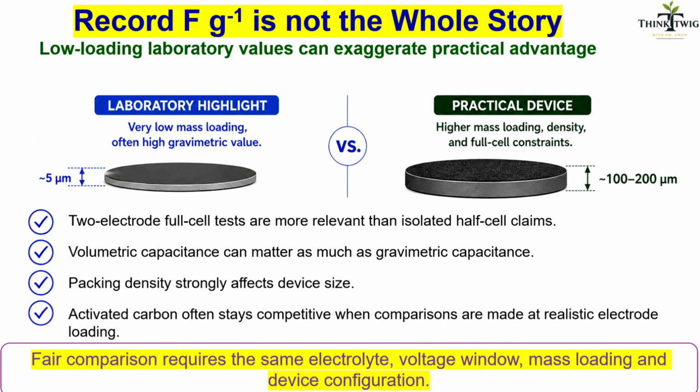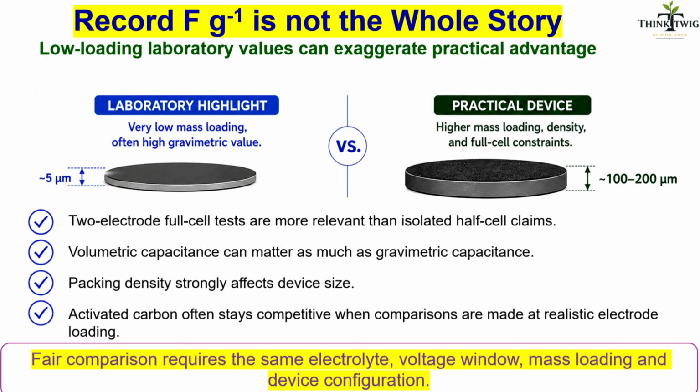So this is one of the most important parts of this video. A high value in farads per gram looks impressive, but before comparing that value with another material, we need to check the testing conditions. Was the same electrolyte used? Was the same voltage window used? Was the electrode mass loading similar? Was it measured in the same type of cell? And these conditions can strongly affect the comparison.